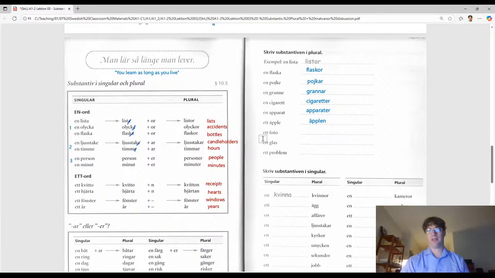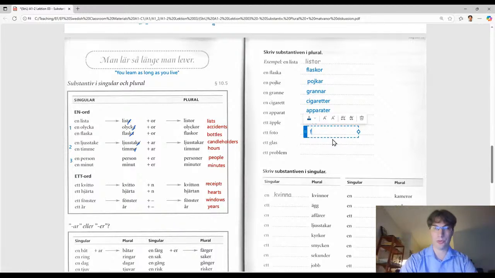Ett foto, that's an et word as well, and also ends on a vowel. Then what happens? That's right. We add the N. Många foton, many photos.